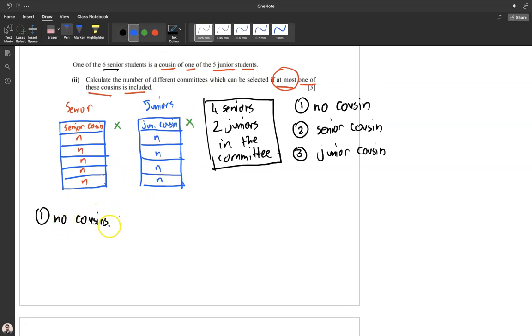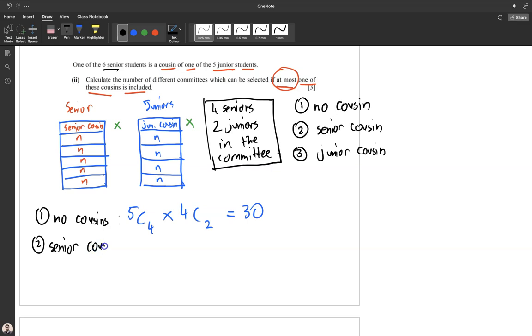In order for us to have no cousins at all, from the senior group, what can I choose? I have 5 of them. So out of the 5, I choose 4 people. Whereas out of the juniors, I have 4 of them left. I choose 2. I need 4 seniors and 2 juniors, right? So that's what I did. Here I'm going to get 30 different ways.